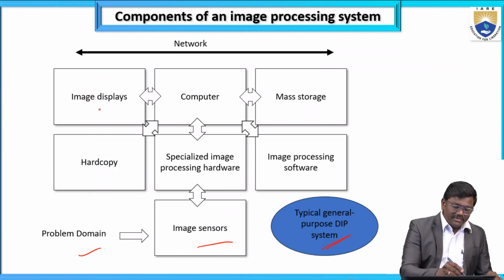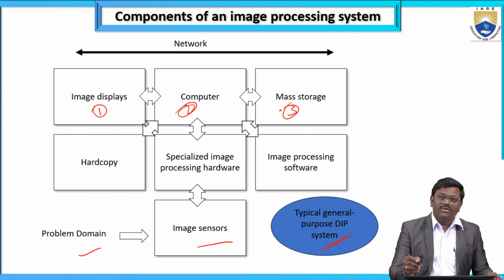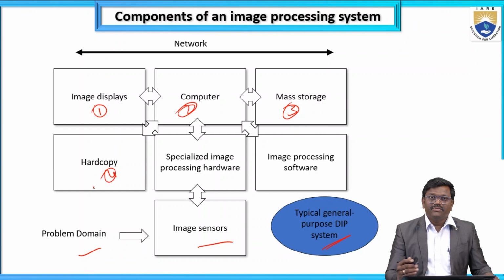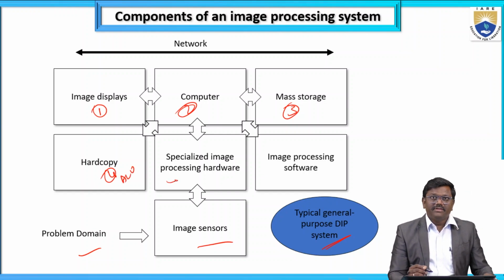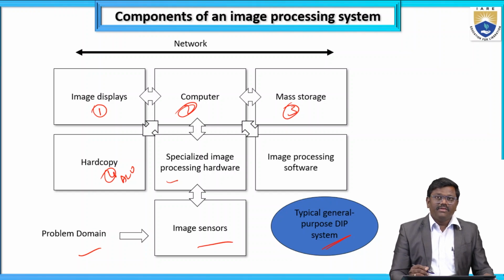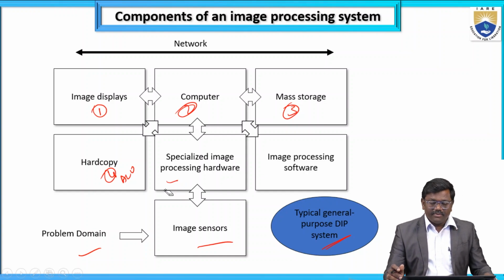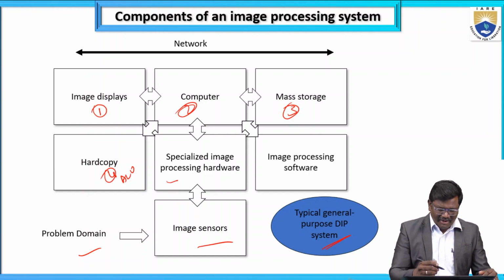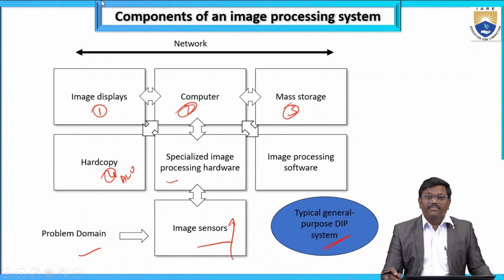Number one, image display. Number two, computer software process. Number three, the image which you are processing will be stored. And number four, the hard copy which we are using, ALU process. And number five, specialized image processing hardware, which is either Python or MATLAB or a hardware-based system we can use, and we proceed with the image processing toolbox, all connected based on the input of the image which we are taking from the image sensors.